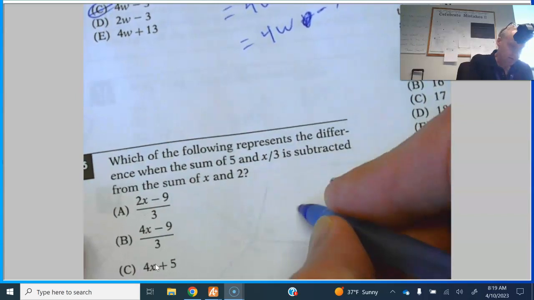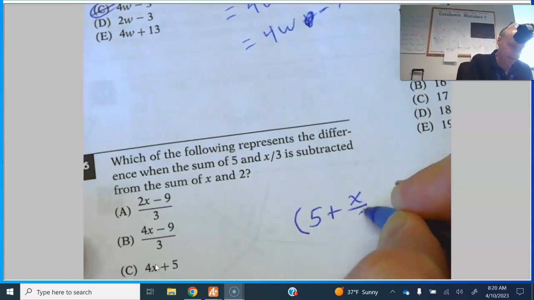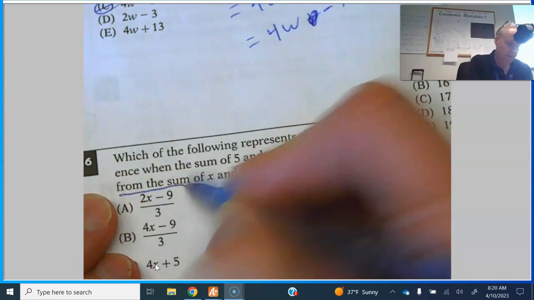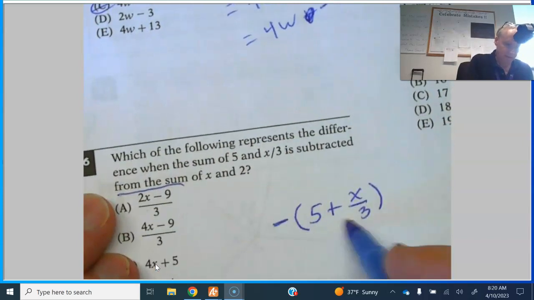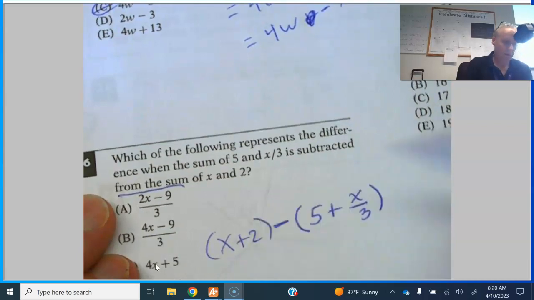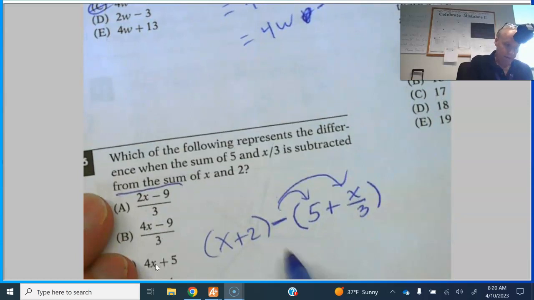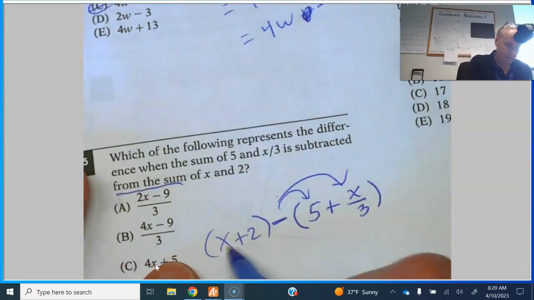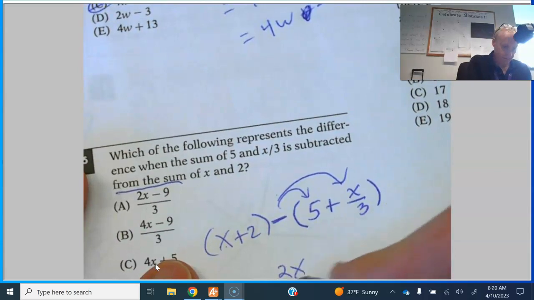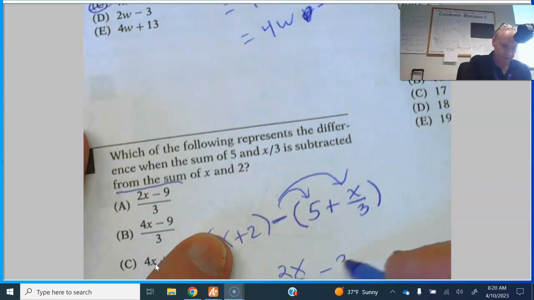Okay, the sum of 5 and x divided by 3 is subtracted from the sum. I'm going to take this from the sum of x and 2. Well, you have to distribute the negative, and you end up with x minus x over 3, which is 2x over 3. I'm going to take 2 minus the 5, and I'm going to get minus 3.